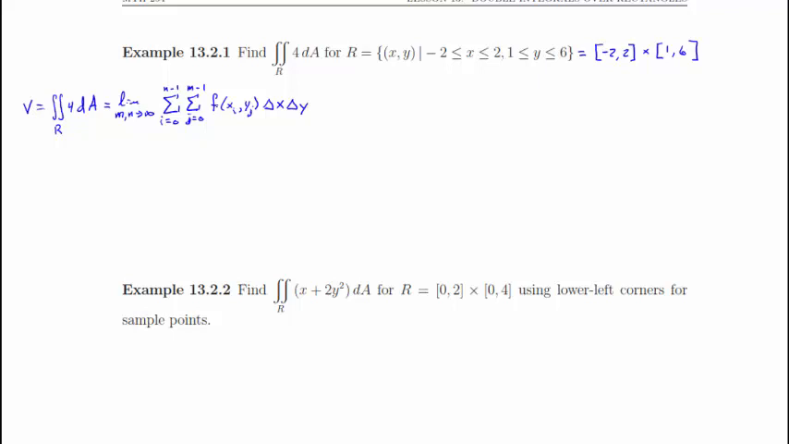So we need expressions for x sub i, y sub j, delta x, delta y. My function here, f of (x sub i, y sub j) equals 4, and we have delta x, so the total width of the x is 4, and we're cutting that into n subintervals. Delta y equals, total width is 5, we're cutting that into m subintervals.